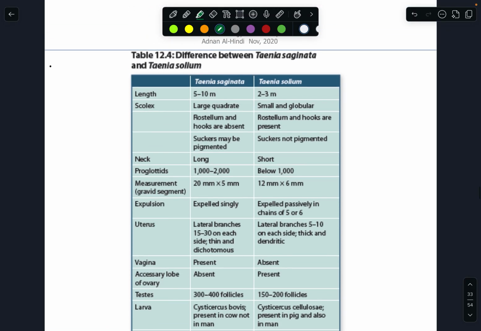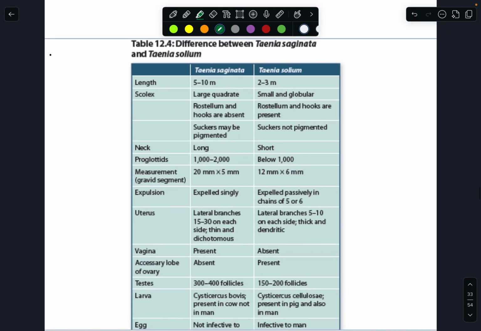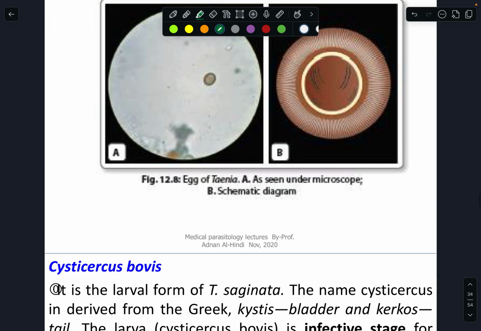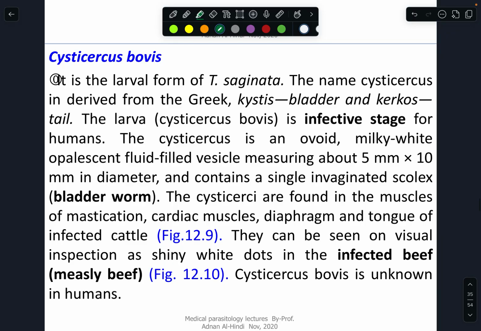Alright, difference between Taenia saginata. We just read them. We have no need to read them again. Cysticercus bovis. It is the larval form of the Taenia saginata. Let's get this straight again. Larval form of Taenia saginata.